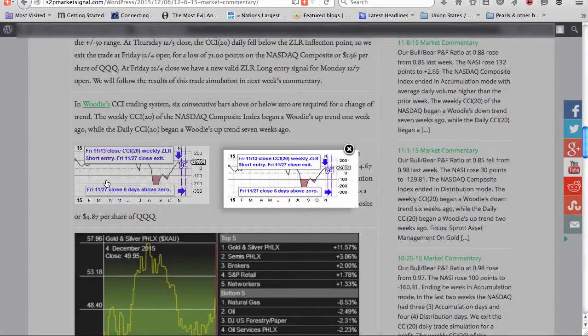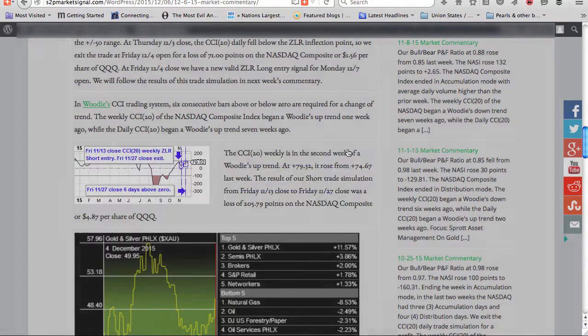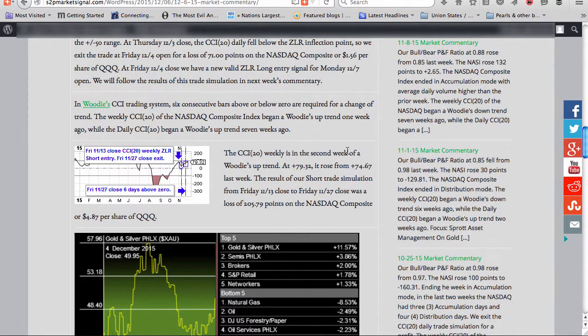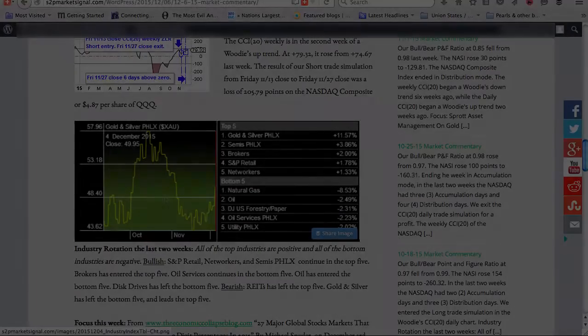The CCI 20 weekly is in the second week of a Woody's uptrend. At a positive 79.32, it rose from positive 74.67 last week. The result of our short trade simulation from Friday 11:13 close to Friday 11:27 close was a loss of 205.79 points on the Nasdaq Composite, or $4.87 per share of QQQ.